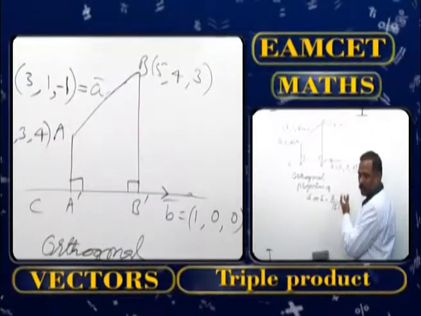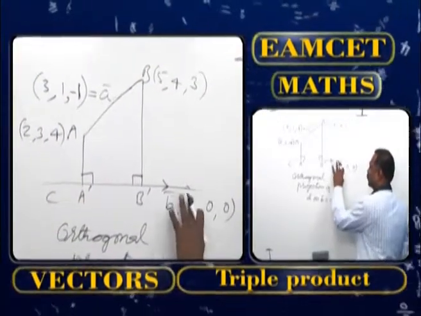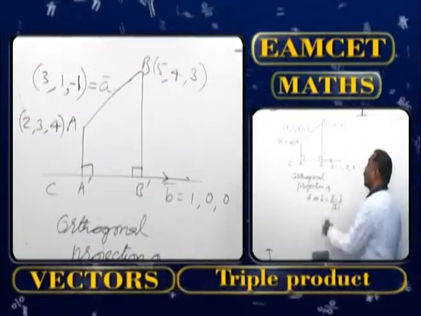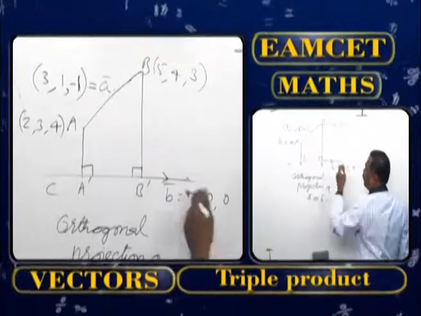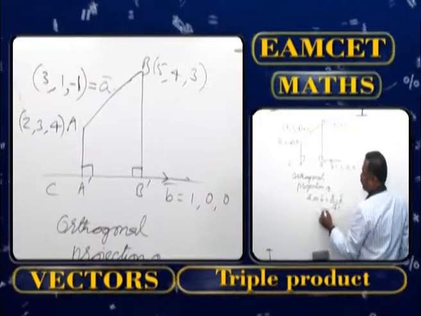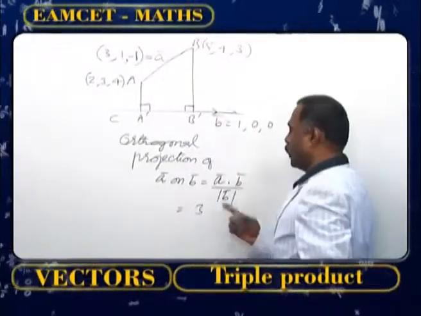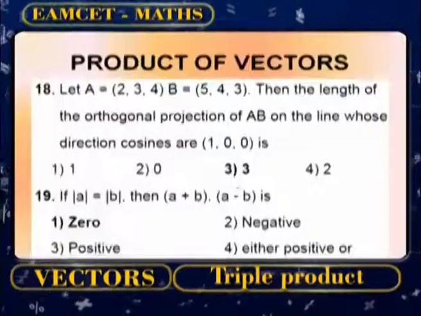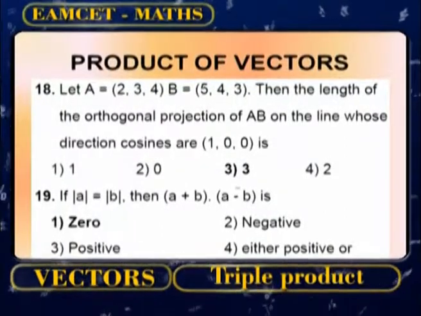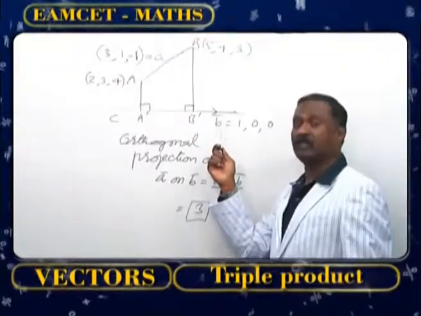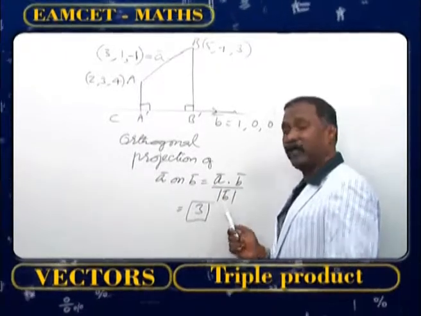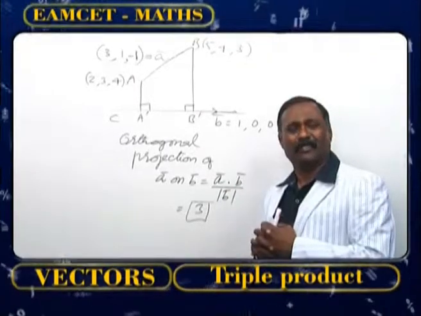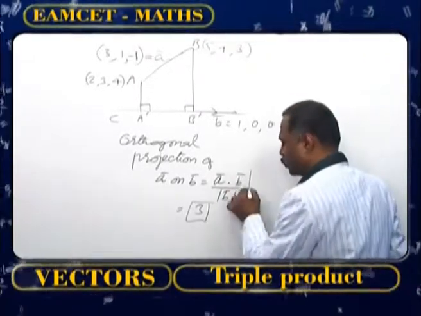These are the DCs. DCs generally should be represented without brackets like this. And now, if you apply the formula, 3 into 1 plus 0 plus 0, A dot B upon mod B. Mod B is 1. So answer is 3. You can check it out. It is 3. So orthogonal projection of a vector on another vector, the formula A dot B upon mod B, it is the length of the orthogonal projection. Don't forget that. This is length of the orthogonal projection.